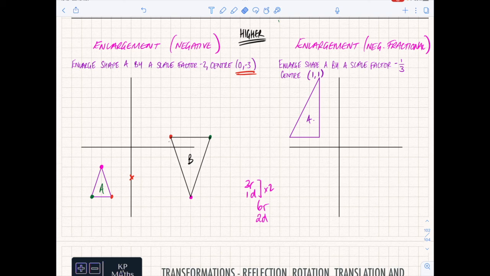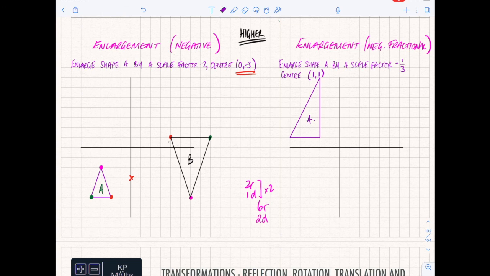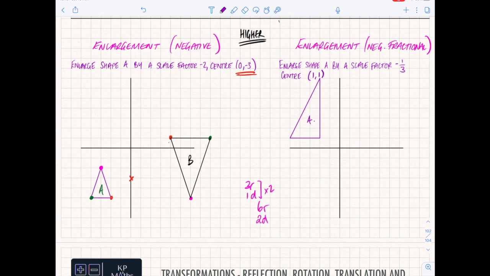Now let's look at what would happen if it's a negative and fractional scale factor. Same thing, we're going to plot our centre of enlargement first of all. That's at 1, 1, which is this point here. This is my centre of enlargement, the point I'm going to be referring to. Let's choose the bottom corner of the triangle to start with. For me to go from there to the centre, I go 1, 2, 3 right. Now there's no up or down in this.